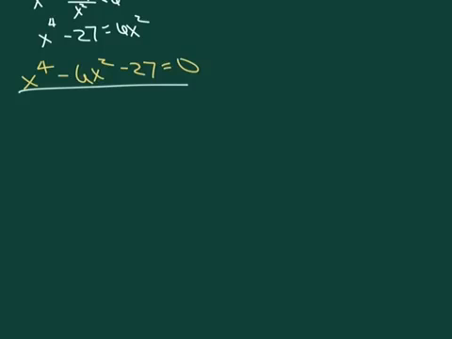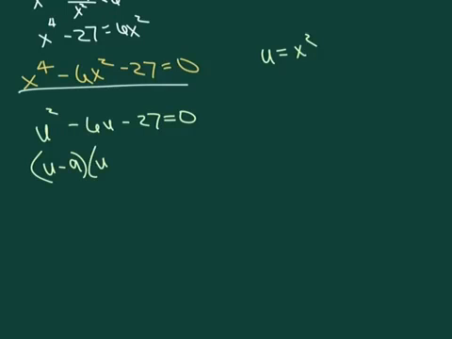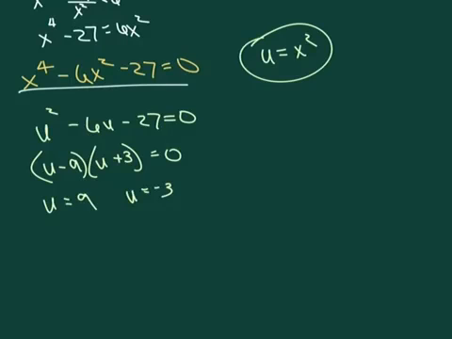Take the middle term, and if we make that into a u, then we actually have u squared minus 6u minus 27 equals 0. And we can very easily break this into two binomials, u minus 9 times u plus 3 equals 0. So u equals 9, or u equals negative 3. And then we take our substitution and go back.